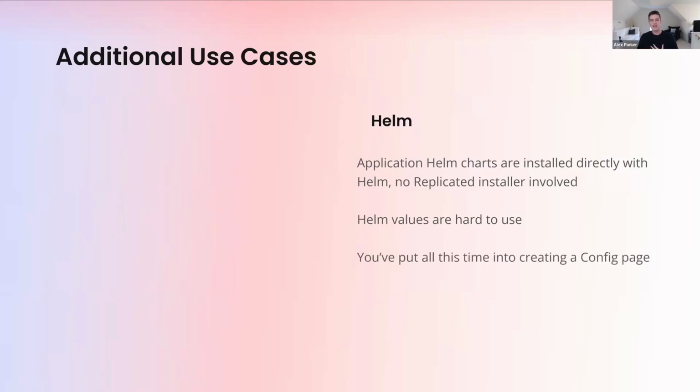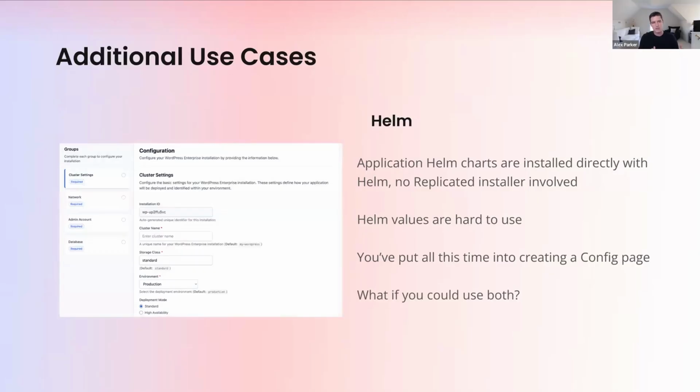But if you're a replicated customer, you've put all this time into creating a config page for your COTS and kURL and embedded cluster installs that makes it way easier to get all of that input and map it to the correct Helm values for you. So what if you were able to use both?